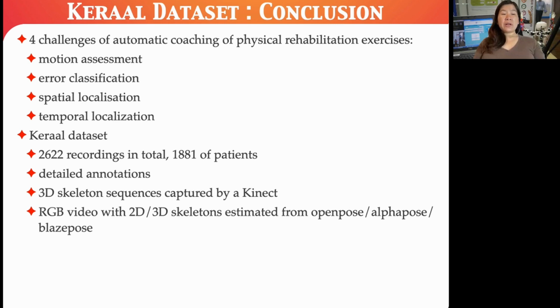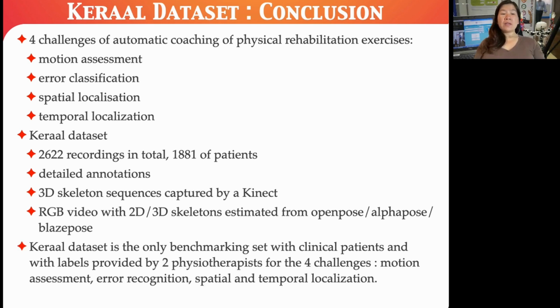The recordings comprise 3D skeleton sequences captured by a Kinect and RGB videos from which we could extract skeletons using 2D and 3D human pose estimation algorithms based on deep learning. So our Keraal dataset is unique because it is the only benchmarking set with clinical patients on long term and with labels provided by 2 physiotherapists for our 4 challenges.